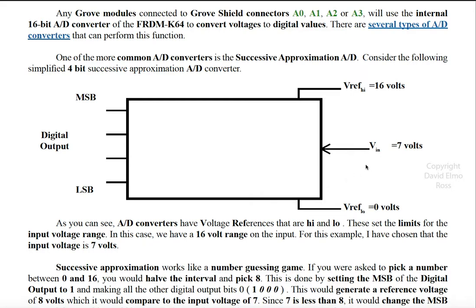Now to figure out what the voltage input is, it's going to set this bit to 1, which is going to break our range into 0 to just below 8 and 8 to 16. If it's in the range of 8 to 16, this bit will remain a 1. If it's in this range of 0 to just below 8, it's going to be a 0. And since it's 7, it's going to then change to a 0.